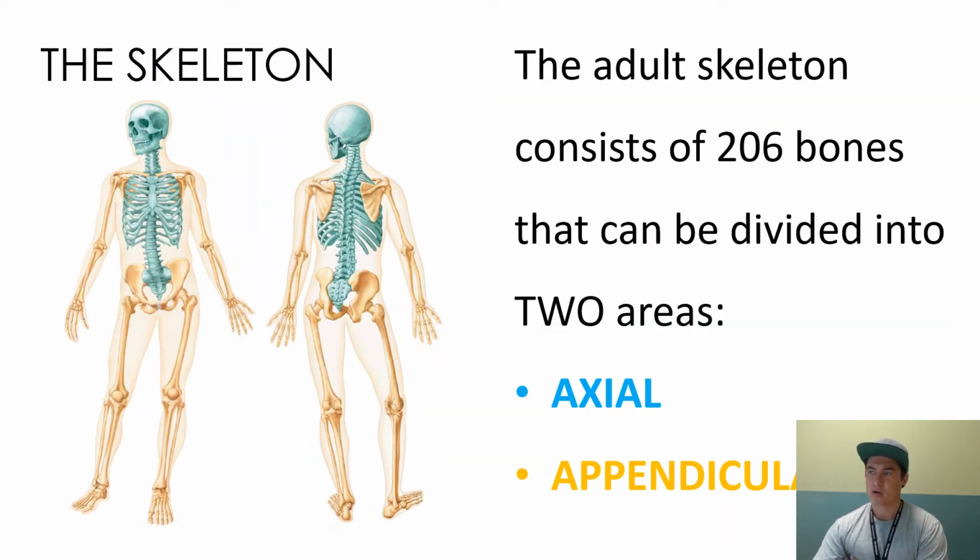Another component of this week is learning the skeleton. There are 206 bones, and I like to start by classifying the skeleton into two different sections. So when you're learning the bones of the skeleton, if you can just start with being able to label the axial skeleton and the appendicular skeleton separately, it breaks it down into small chunks.